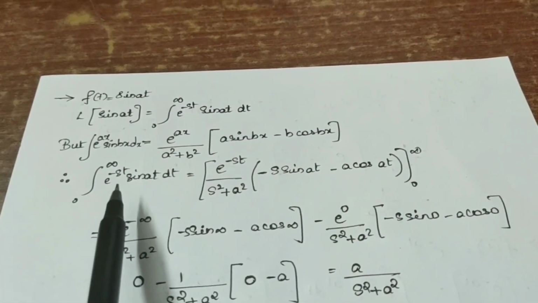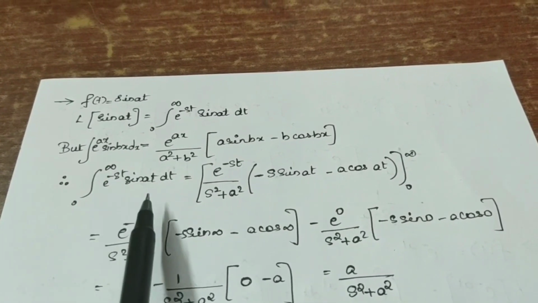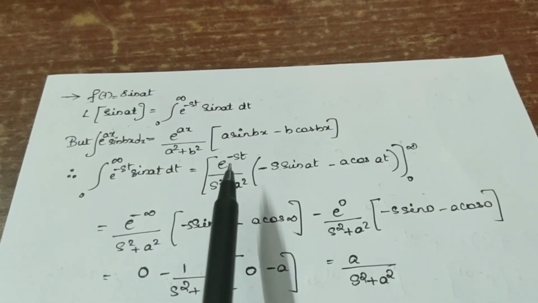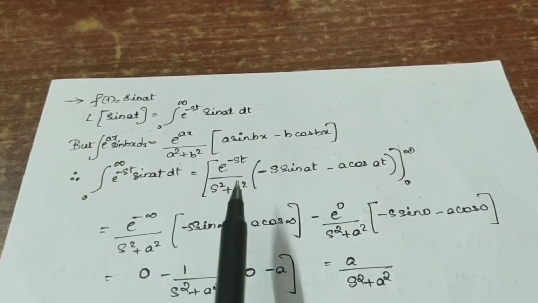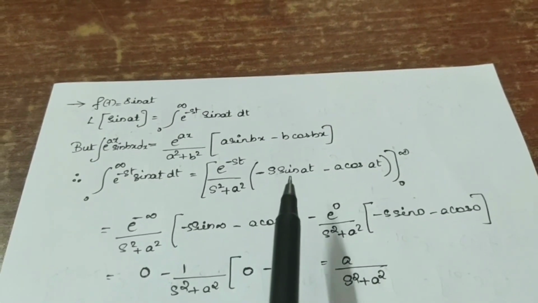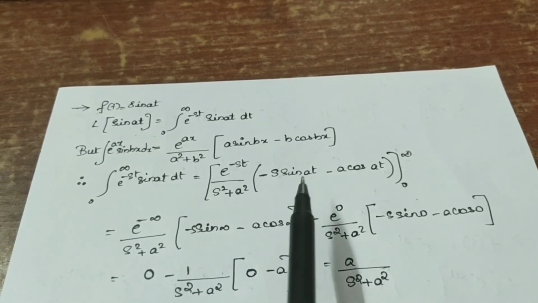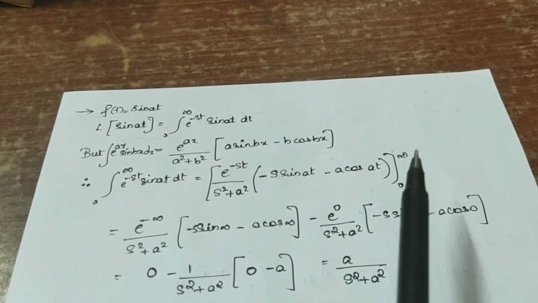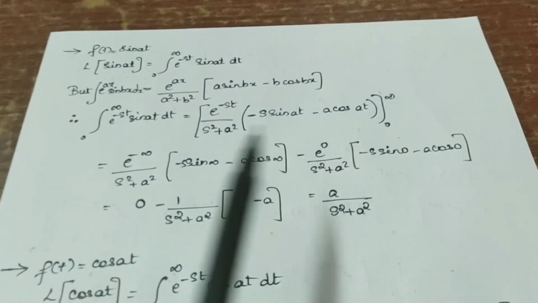to, we have minus s in the place of a and a in the place of b here. So we'll substitute accordingly. It becomes e raised to minus st by s square plus a square into minus s sine at minus a cos at within the limits 0 to infinity. Now let's apply the limits.